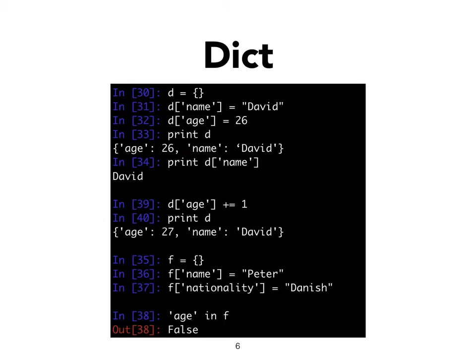And then here we create another dictionary, we call it F. We have a name called Peter, we have a nationality called Danish. And then we ask, is the key "age" in F? And it says false, because in F there is no key called age. So dictionaries is something you use a lot for storing data, and it corresponds a lot to JSON, which we'll talk a little bit more about later.